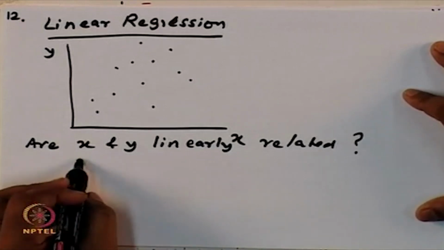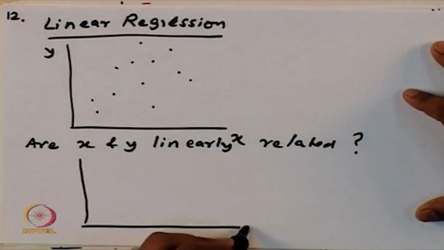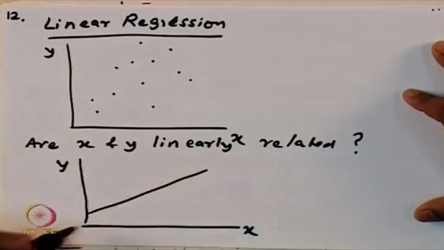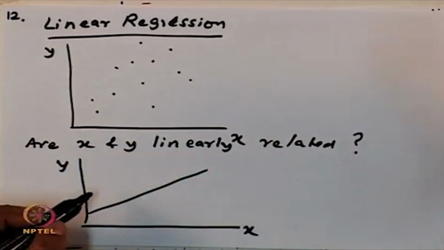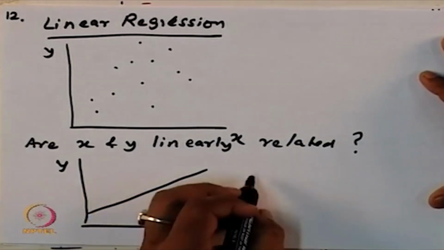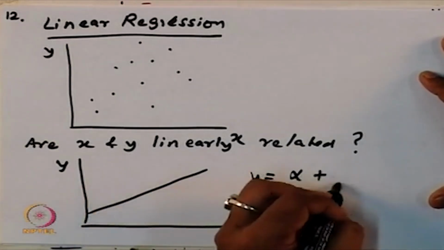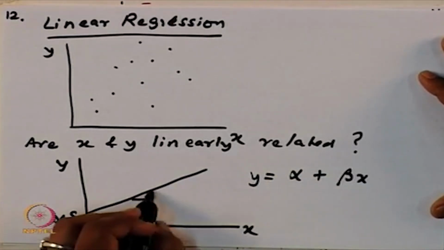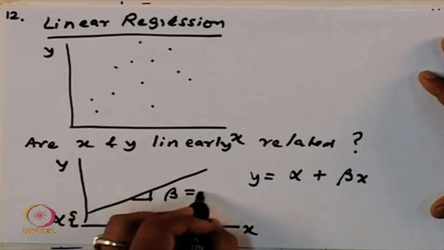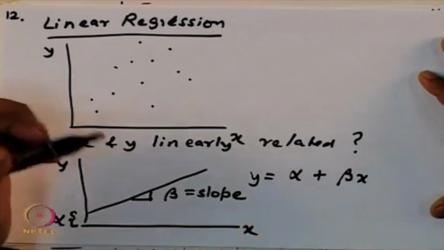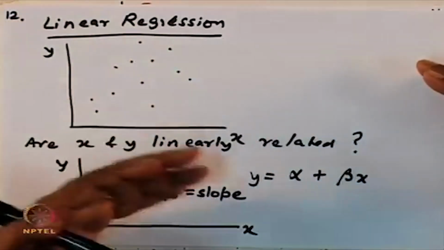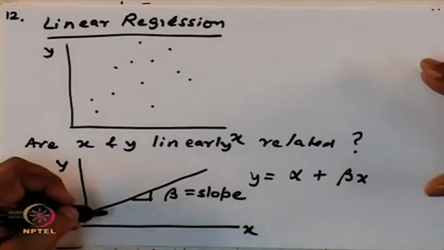So, if they were really linearly related in a deterministic sense, if you had all these points fall on a line which is exactly following a straight line equation, the equation of this line would have been something like alpha plus beta x, where this intercept is alpha and the slope is beta. So, beta is slope. But as you can clearly see from these data points, there is a scatter. So, they obviously do not fall on the given line.